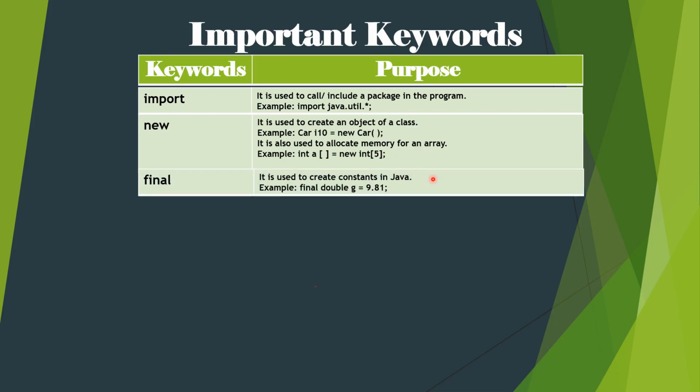Final. It is used to create constants in Java. As you know the difference between variable and constant, a variable's value can be changed at any time, but a final or constant value remains unchanged during the execution of the program. So if you want to make a constant in a program, the variable declaration will be preceded by the final keyword. final double g = 9.81. It means that the value of g is 9.81 and that is a constant. Means in the whole program the value of g cannot be changed.